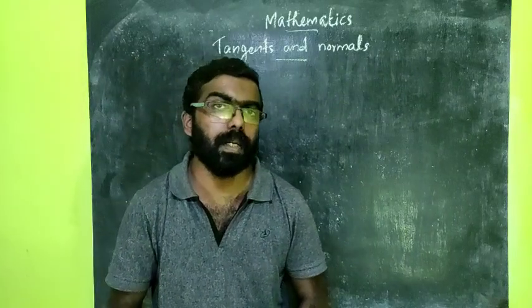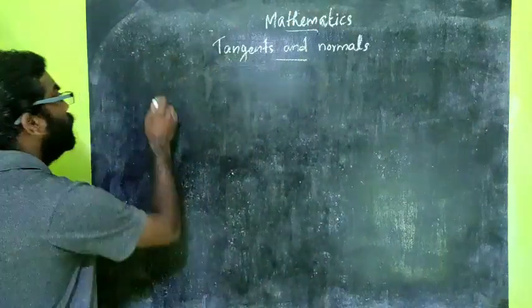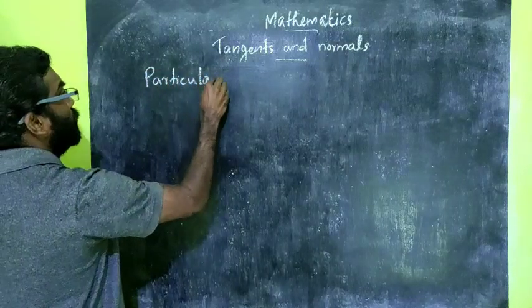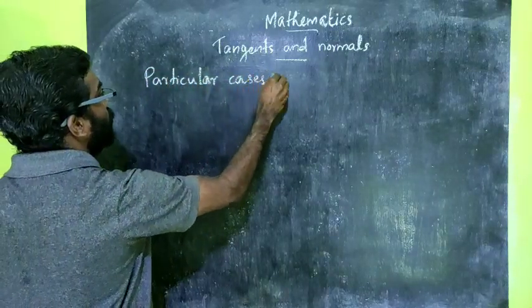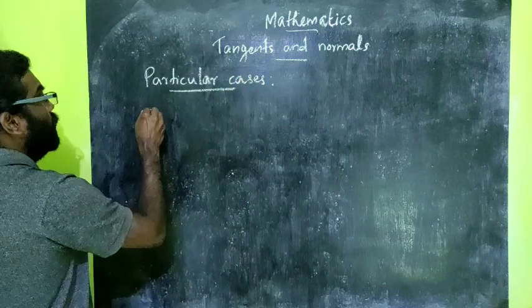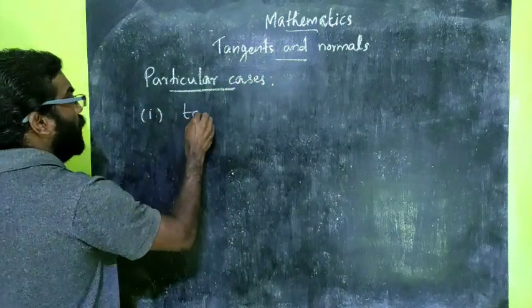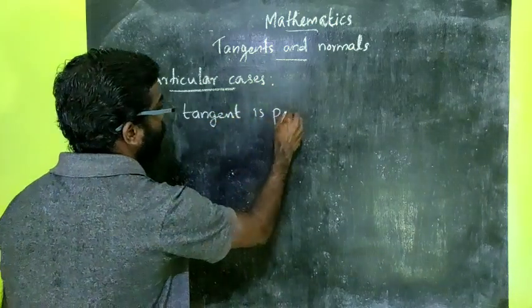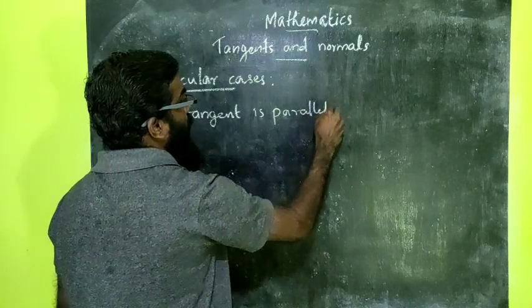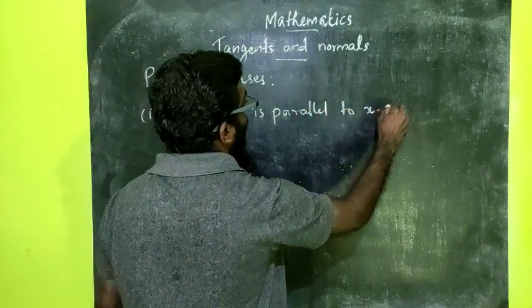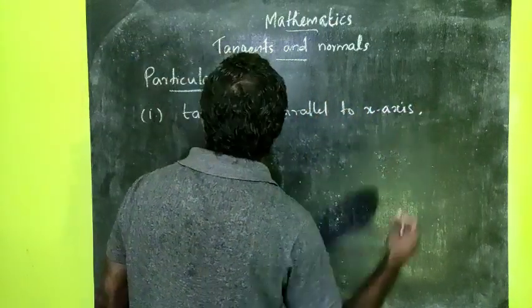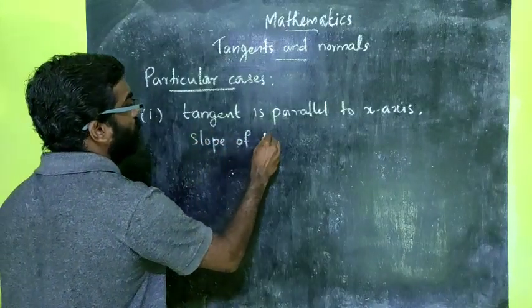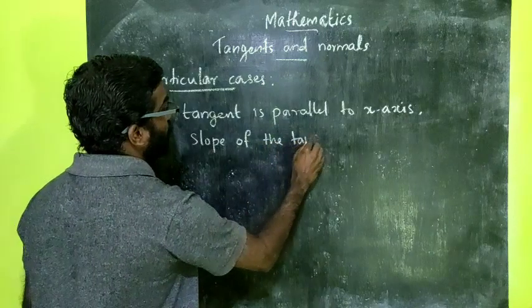Now we shall discuss two particular cases. First one is, if the tangent line is parallel to the x-axis, then the slope of the tangent is 0.